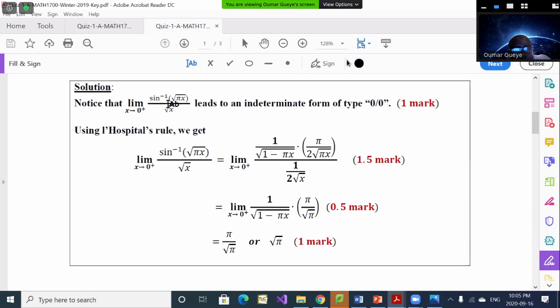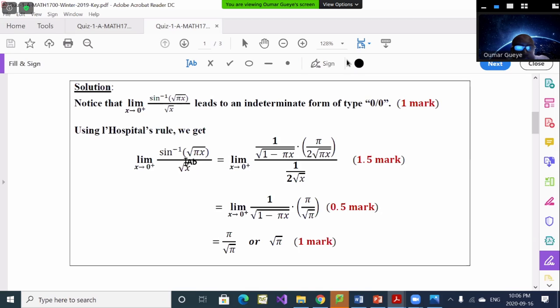As I mentioned before, you get a 0 over 0 indeterminate form, so you have to mention it. It's 1 mark, because this indeterminate form gives you the right to use L'Hospital's rule. You cannot start by saying I'm going to use L'Hospital's rule without telling me the reason. If you don't write this, you will not get the 1 mark here. Now when you use L'Hospital's rule, you need to differentiate the numerator and the denominator.